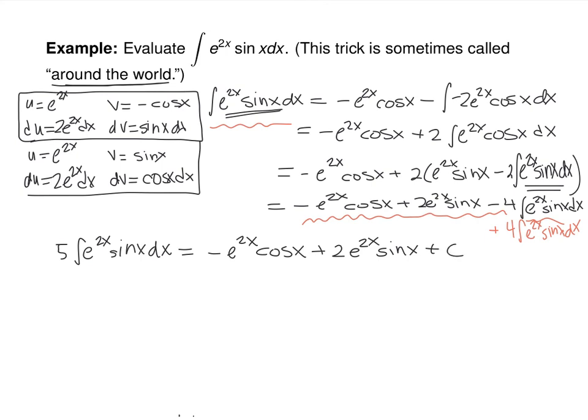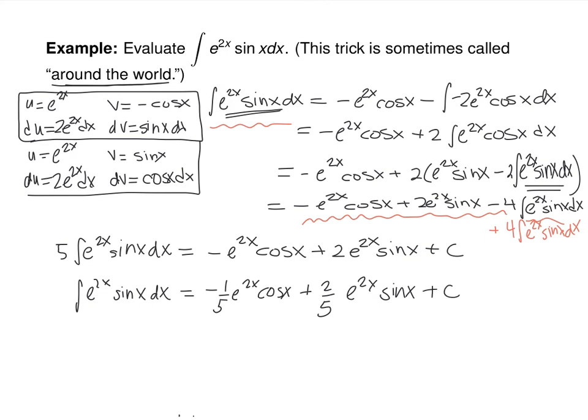Whoa, crazy. And now you want to find the integral of e to the 2x sine x, not 5 of them, so you just divide by 5. And the integral of e to the 2x sine x dx is equal to negative 1/5 e to the 2x cosine of x plus 2/5 e to the 2x sine x. And c divided by 5 is just another different constant, so just say plus c again.